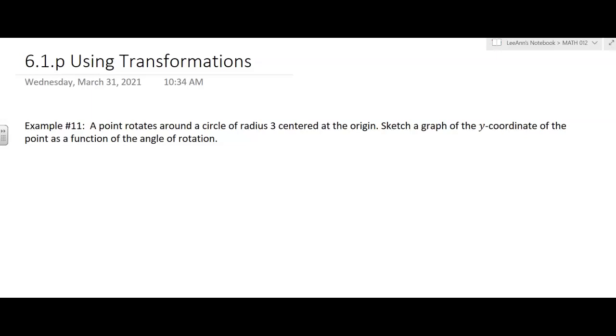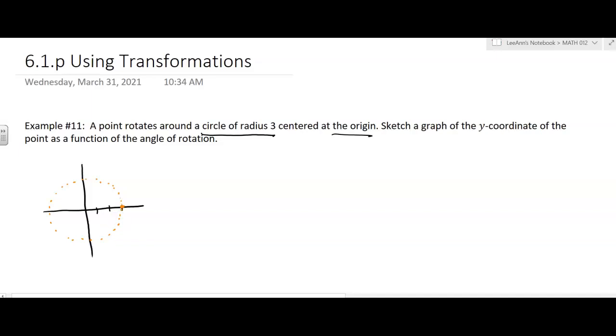So it says a point rotates around a circle of radius 3, centered at the origin. So if we draw that out, here's that, and we've got a radius of 3, and this point is rotating around the circle. That's a pretty good circle for me.